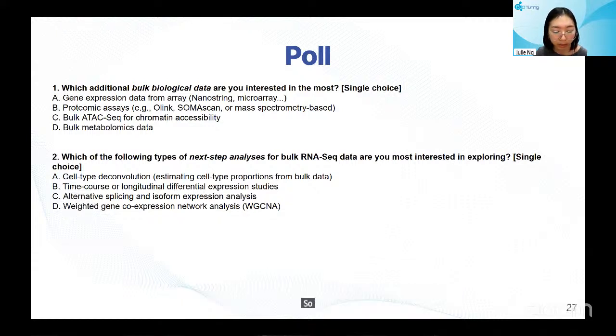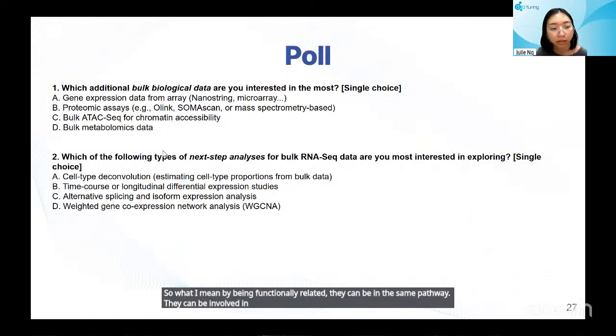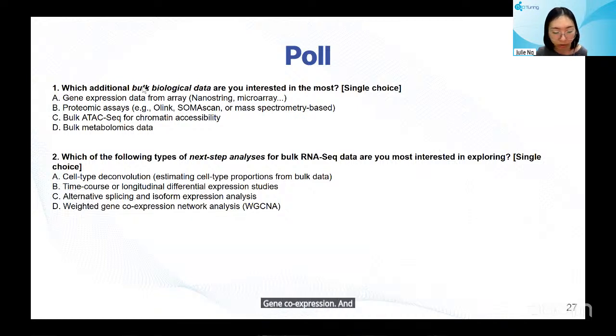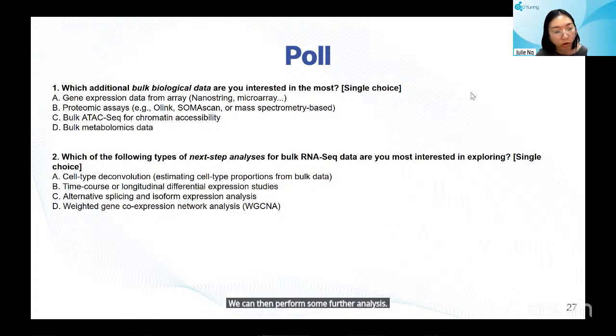What I mean by being functionally related is that they can be in the same pathway, they can be involved in the same regulatory mechanisms, or be in the same complexes. And so WGCNA helps us understand at a deeper level some of the biological insights that we can draw from gene co-expression. If you remember, after we group certain genes into modules, we can then perform some further analysis, which can correlate modules with certain phenotypes.